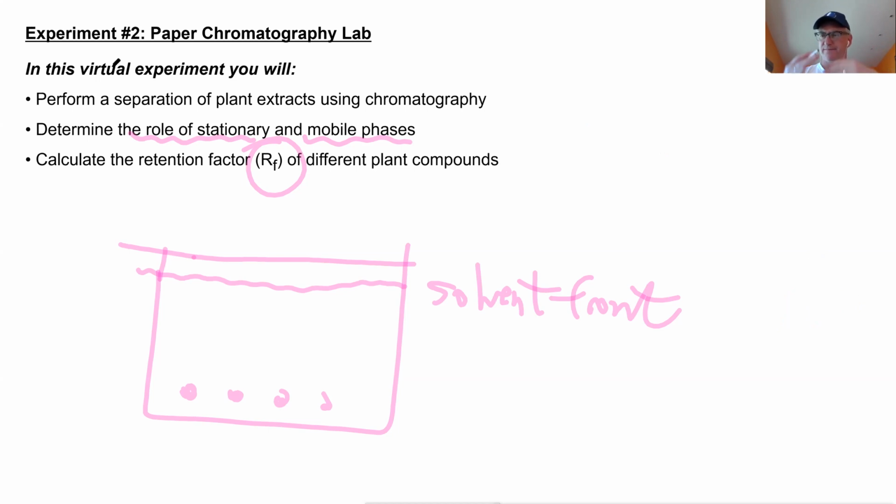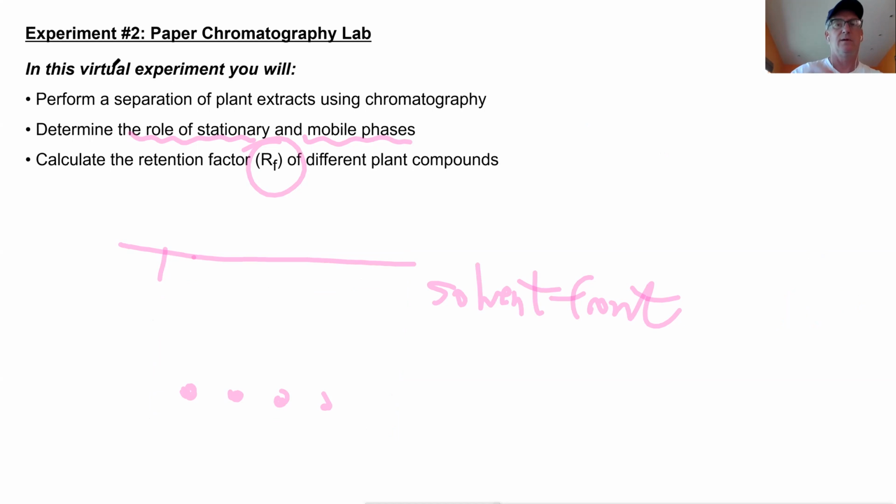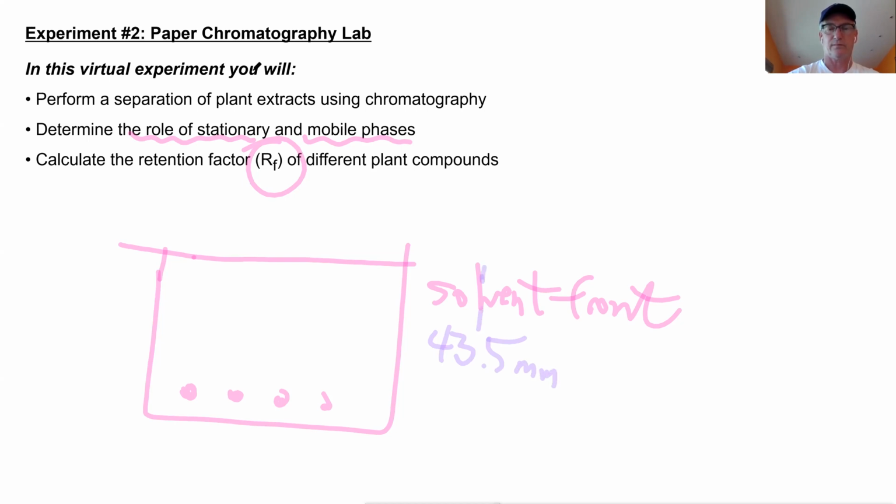So I take out my chromatogram. That's what it's called. Your final result is your chromatogram. I take it out of the solvent. I measure this distance. I measure that distance. Let's say it's 43.5 millimeters from the origin, because that's where I spotted everything, to the solvent front.